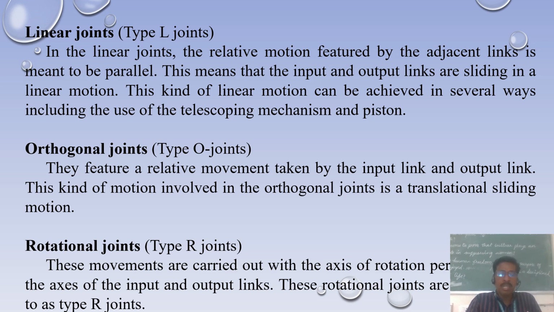It is named as R joints. These movements are carried out with the axis of rotation, the axis of the input and output links. These rotational joints are very important in the robotic system, and they are named R joints.